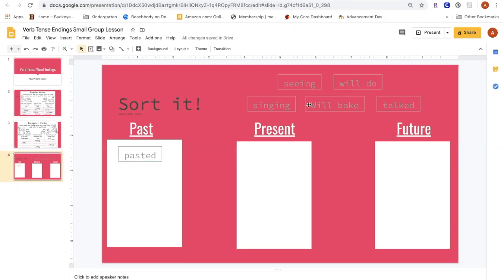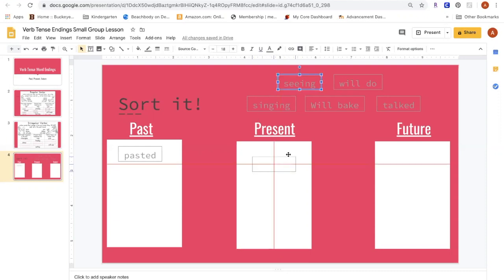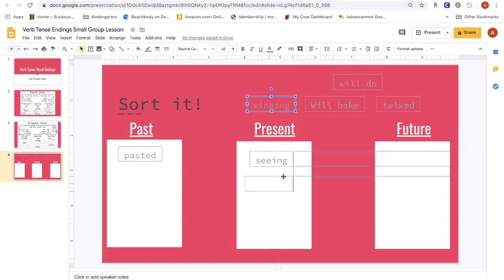So Jack, "skiing," is that past, present, or future? Skiing would be like your present. Present, good job. All right, how about "singing"? I'm singing a song right now. Past, present, or future? Present. All right, how about "will do"? I will do that later. Later, or future. How about "will bake"?